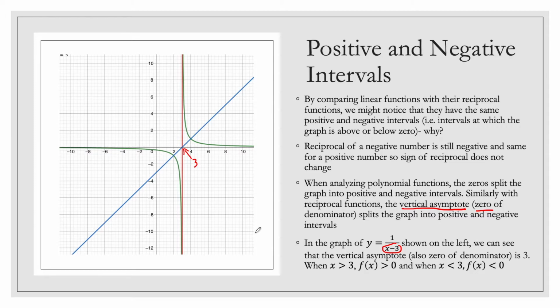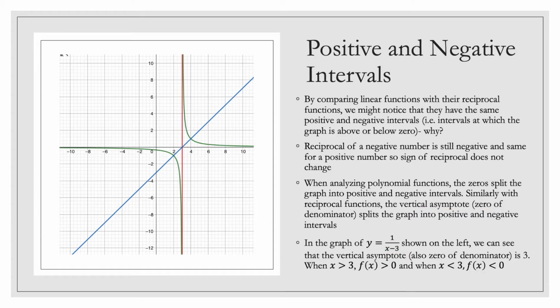So the zero of the linear function, x is equal to 3, splits the graph up into positive and negative intervals. And just keep in mind that x is equal to 3 also happens to be the vertical asymptote of the rational function. So we can see here that when x is greater than 3, then we have f(x) being greater than 0. And when x is less than 3, then we have f(x) less than 0.